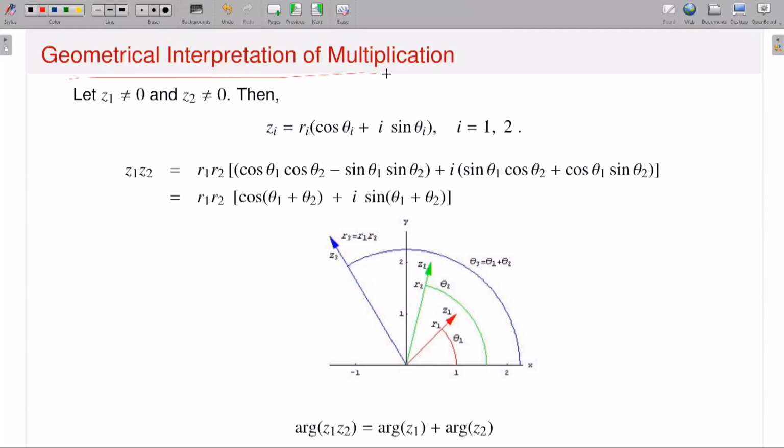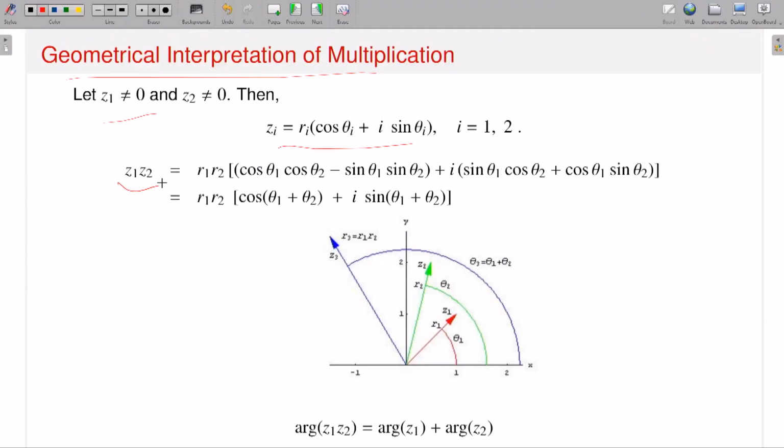Okay, so this is one kind of observation: what is the geometrical interpretation of multiplication of two complex numbers? Again, you can check it. I am considering two complex numbers Z1 and Z2, both of them non-zero, and both will have a trigonometric representation: Z1 is R1 times cos theta 1 plus i sin theta 1, and Z2 is R2 times cosine of theta 2 plus i sin theta 2.